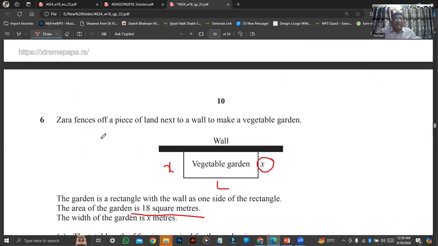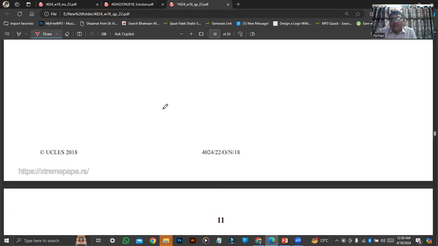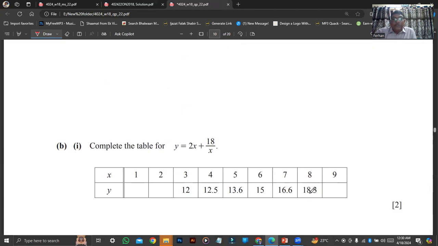Now we have question number 6 and its B part, its first portion. He says complete the table for y is equal to 2x plus 18 divided by x. So you have to complete that. The different x values are given and their y value is missing here. Because it's very simple, a calculator is allowed. So in this formula, you will substitute x with these values. First I will substitute x with 1, then x with 2, then x with 9. Whatever answer I get, I will write in these empty boxes.